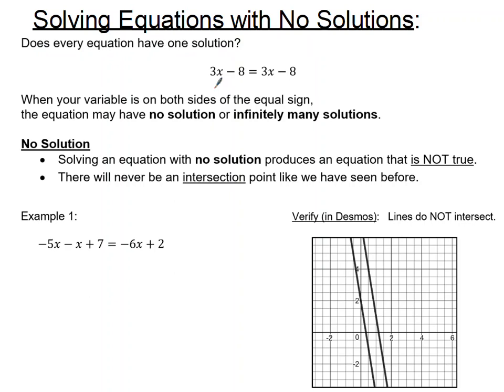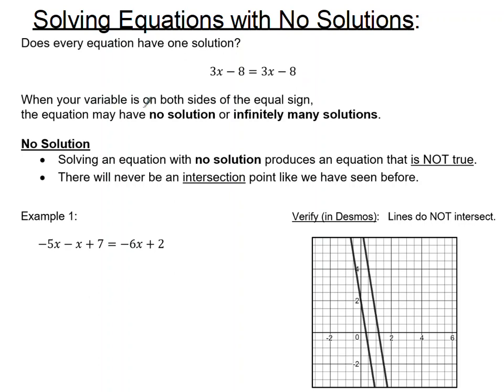Let's look at this example. 3x minus 8 equals 3x minus 8. Well, that's the same thing equaling itself. It would make sense that if we plugged any number in for x, we would get a true sentence. This is an example of an equation that has infinite solutions.